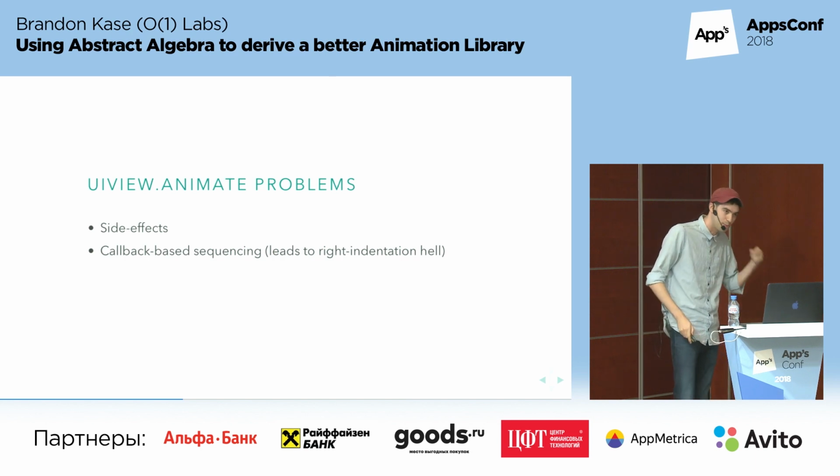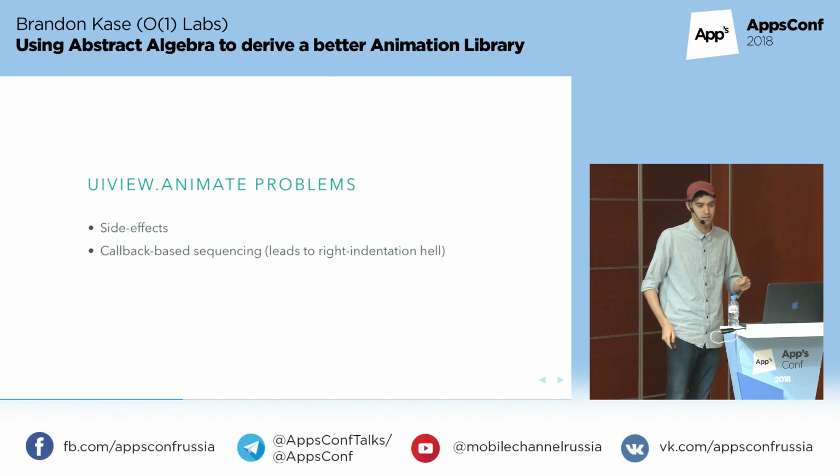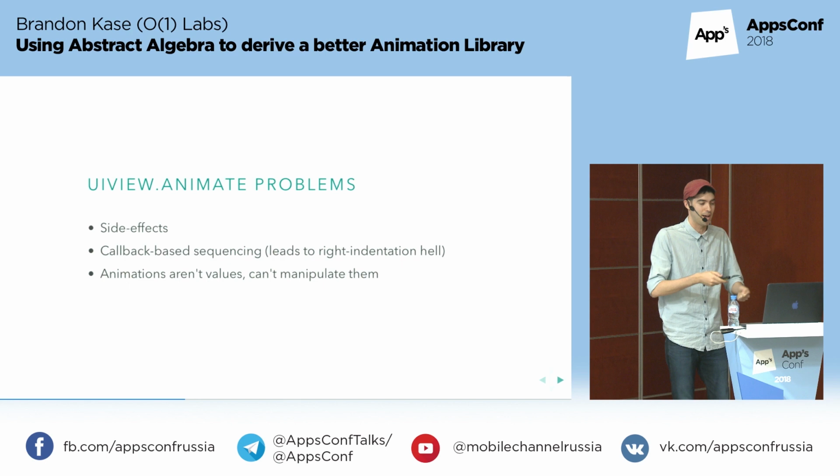And I think the reason that this is hard to use, at least in the way that I'd like to use it, is because animations aren't values. In this case, we had to wrap it in a function to sort of make it a value, but we can't manipulate animations. UIView animate just runs when the instruction pointer hits it.